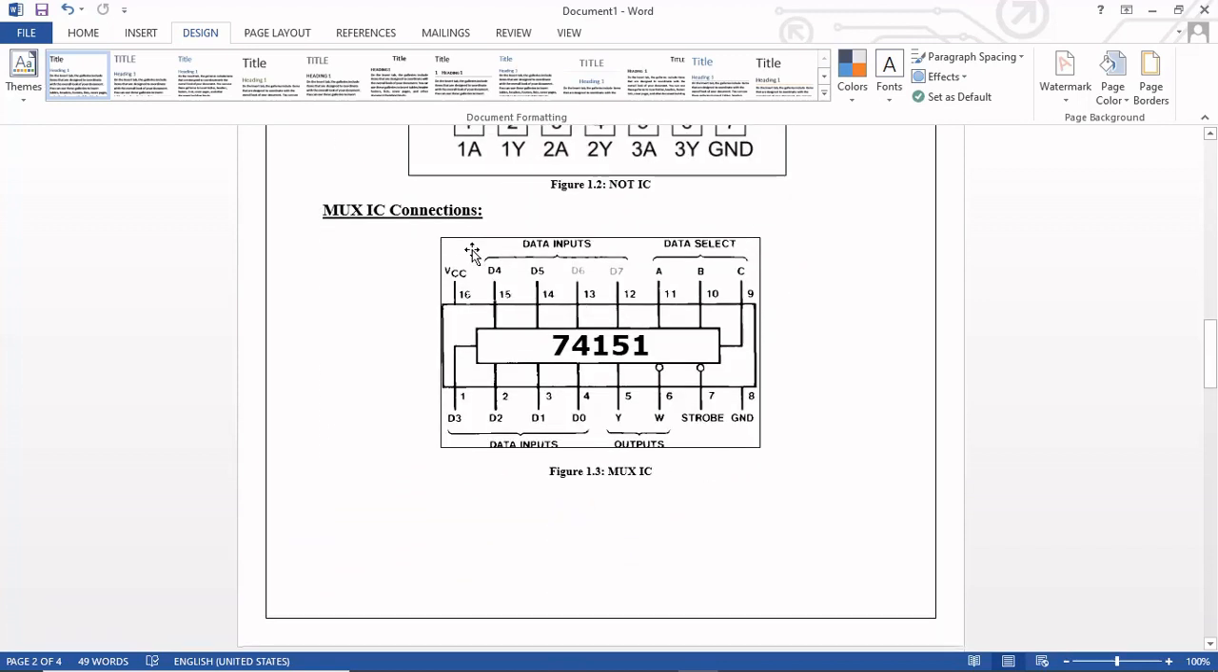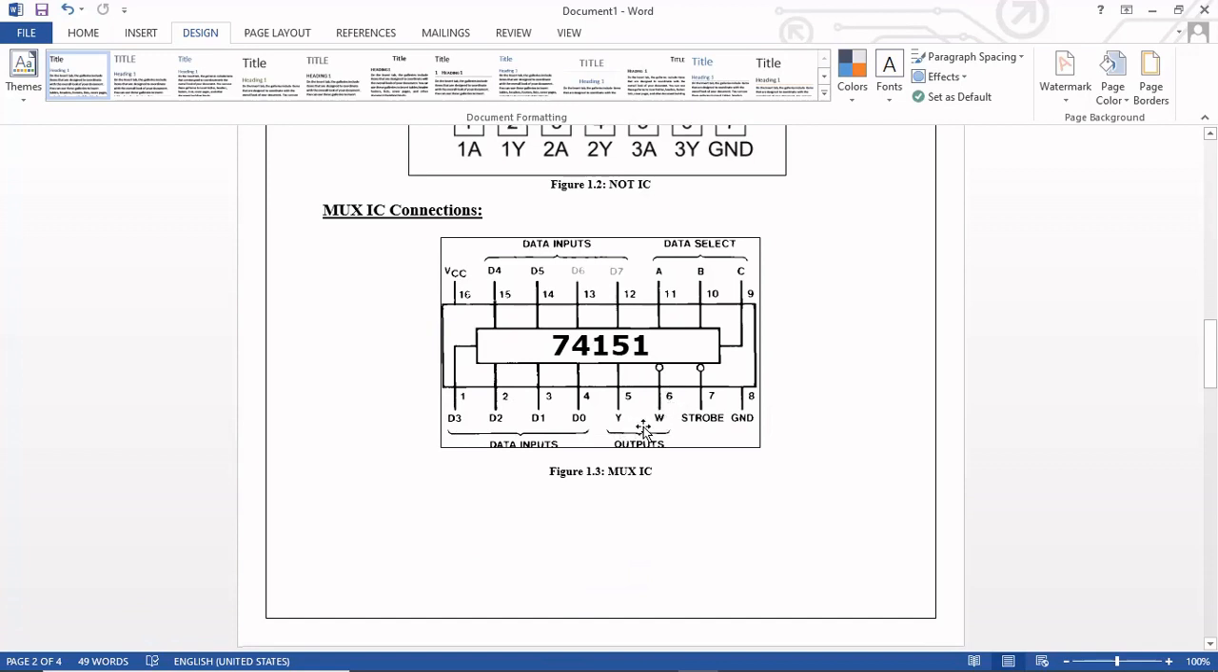Now, for the MUX ICs, we are using the 74151 IC. On this IC, there are a total of 16 pins. Pin 8 is the ground and pin 16 is the VCC. Then there are data inputs and the data outputs. The first 4 pins are the data inputs. Pin 5 and pin 6 are the outputs.